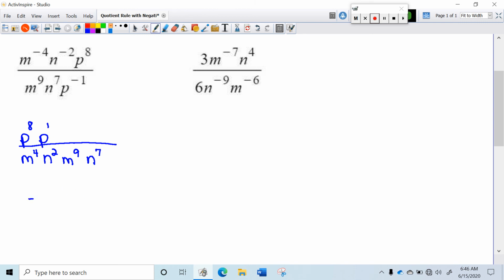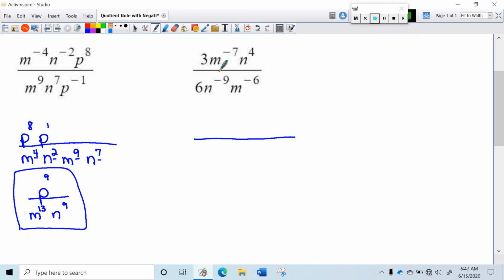Okay, so now on the top I have a total, there's 8 p's here and 1 here, that's a total of 9. For my m's, I have 4 and 9 is 13. You're just totaling them up. And for my n, I have 2 and 7 is 9. So that's the final answer.